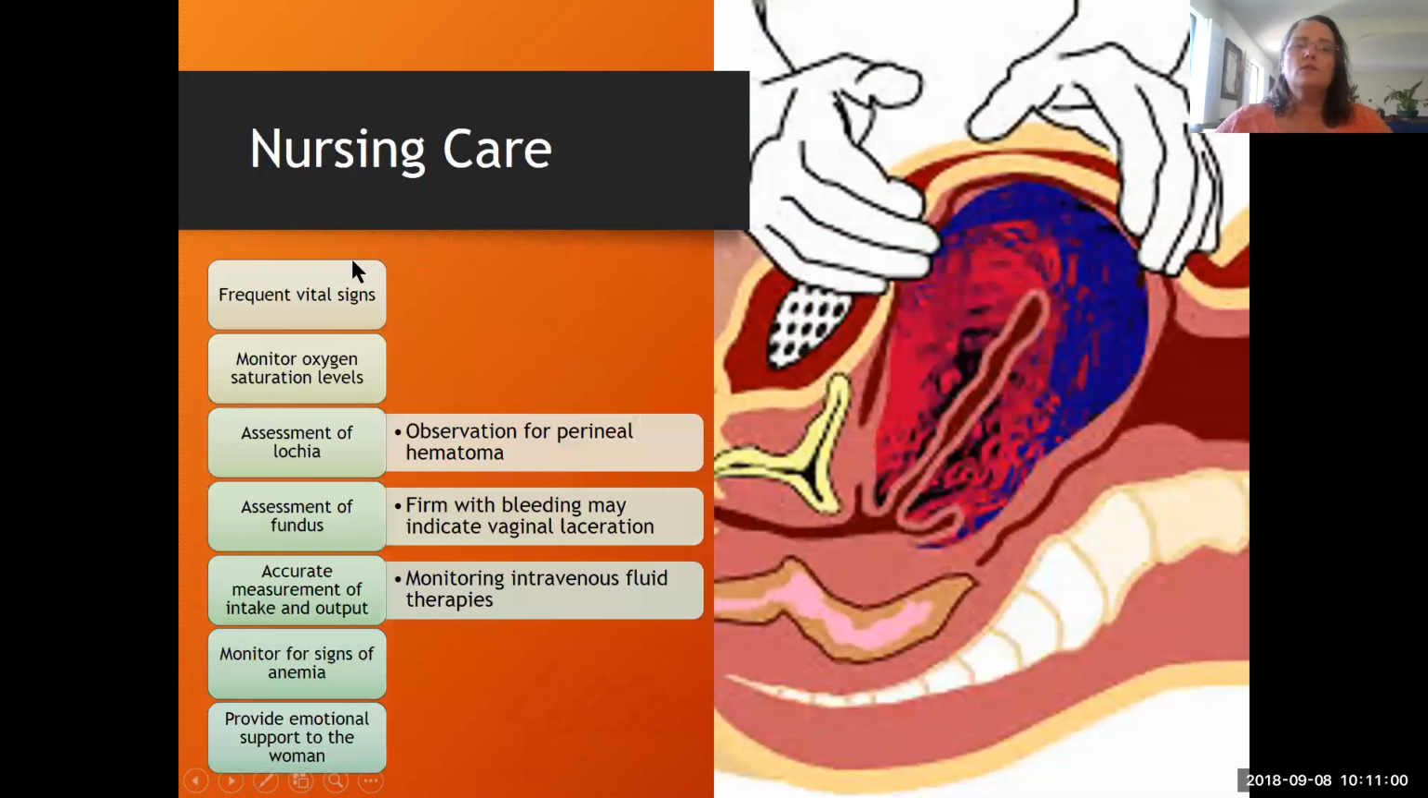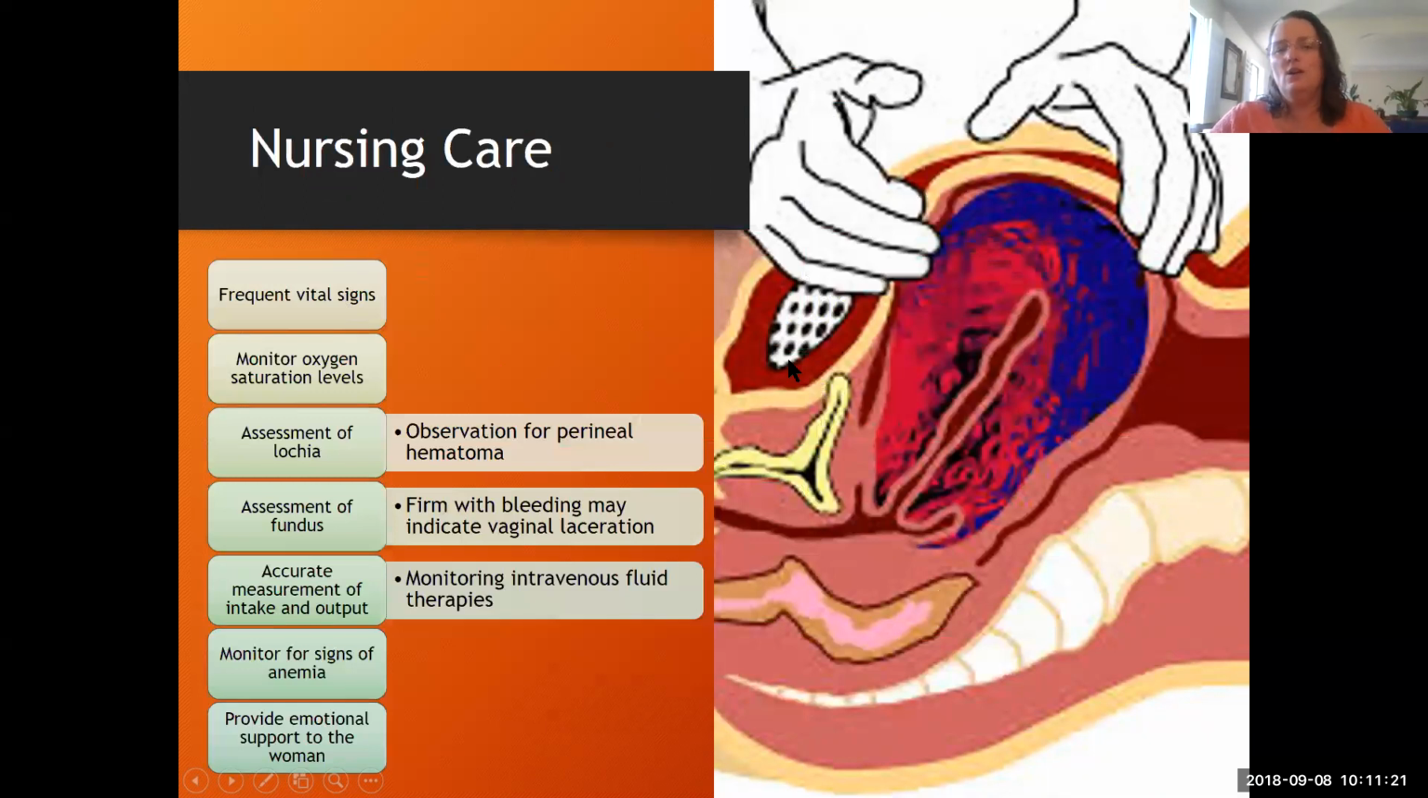So nursing care is going to be frequent vital signs. We were already doing vital signs every 15 minutes, but in a hemorrhage, we're hitting that blood pressure about every 3 to 4 minutes during the crisis. O2 sat is going to be continuous. We're going to be watching that lochia. Are there clots coming out? Are we worried that there are placental fragments that are still inside?